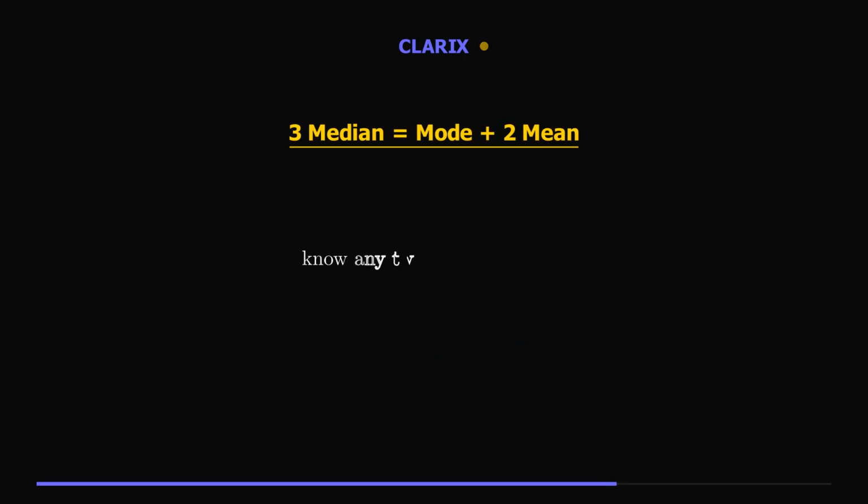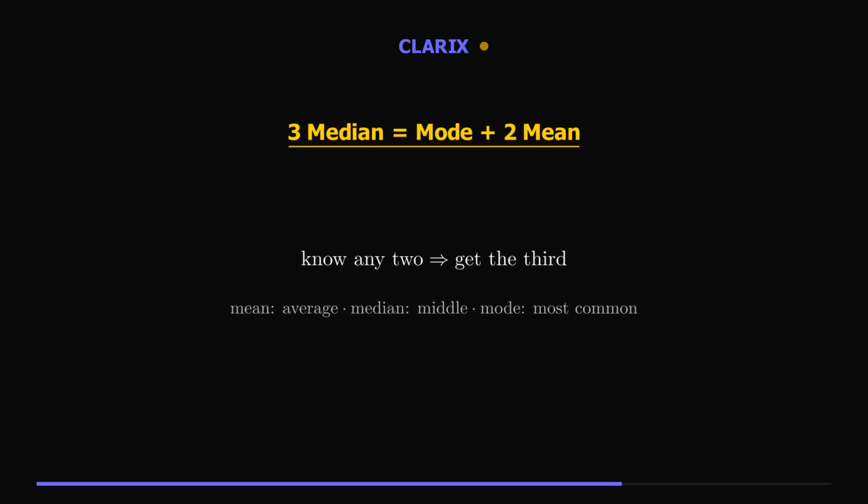One elegant fact ties the 3 averages together. 3 median equals mode plus 2 mean. Know any 2, get the third. And use the right one for the job. The mean for an overall average, the median when outliers would distort it, and the mode for the most common value, which is our next video.